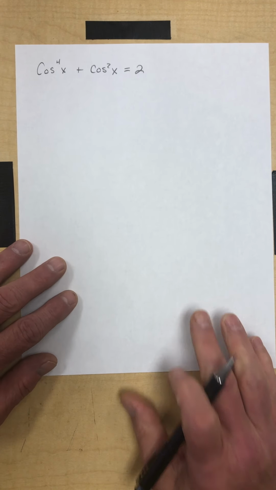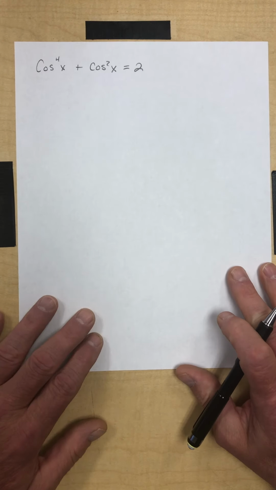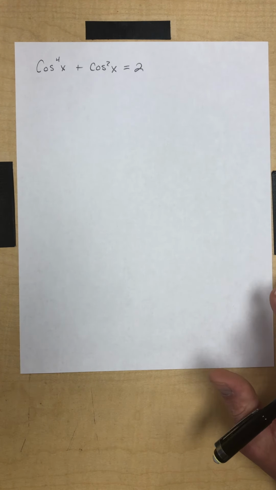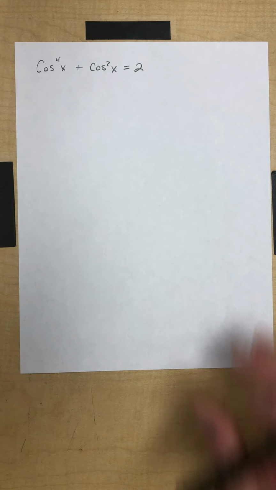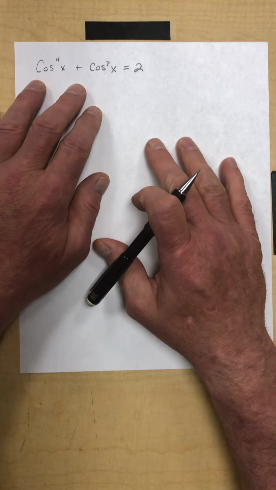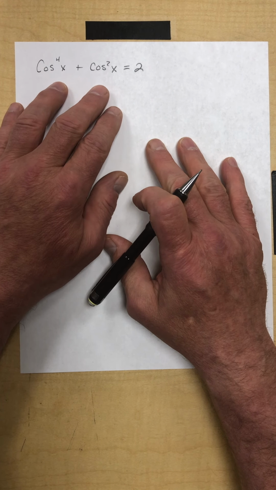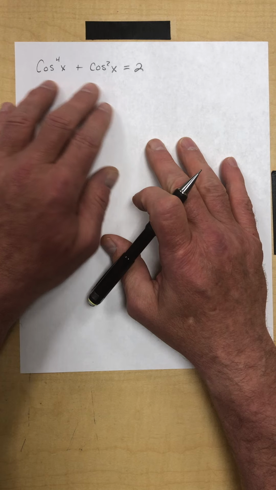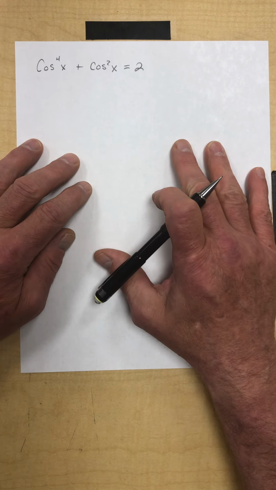It's not in your notes, but I thought we ought to take a look at it. It's very similar to the last two we did, but not exactly the same. Kind of cool. I think there's a problem similar to this on the quiz. But notice again, I have cosine to the fourth and cosine squared, so obviously they're not similar.